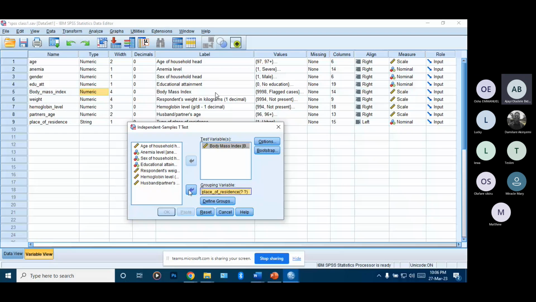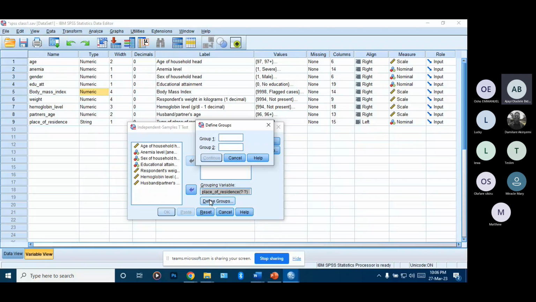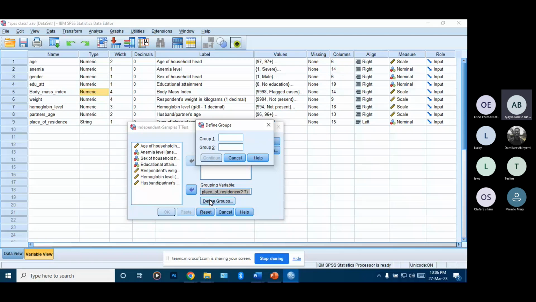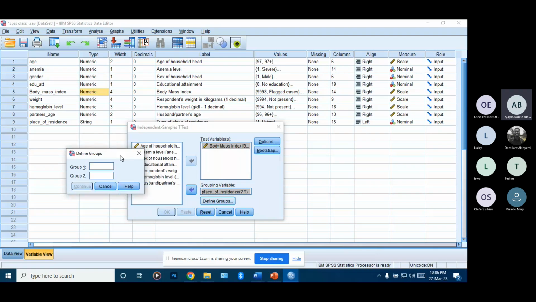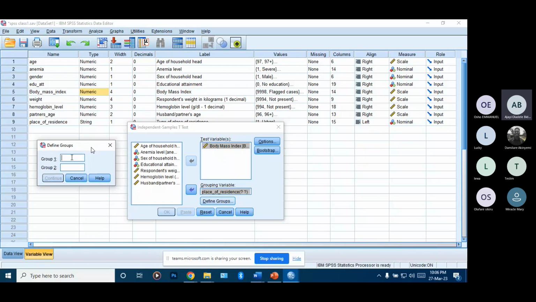Now, we must do one thing. To define our grouping variable, when we click on define groups, we can see we have only group 1 and group 2. There is no column for group 3 or 4. It can only take two groups. What we put here are the groups of our grouping variable. What do I mean? The place of residence. How did I define the values of my place of residence? Is it rural and urban? Is it Lagos and Abuja? They are the things that I'll put here.